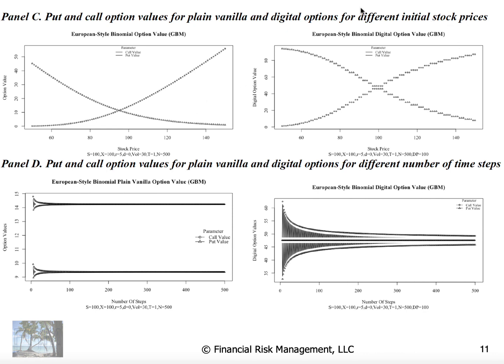The digital options, we have both digital calls and digital puts, where the payout is a fixed dollar amount, and as the stock price goes up, the digital call goes up and the digital put goes down. Convergence, as the number of time steps go up, in the plain vanilla option, it converges very rapidly. The digital options, not so much.